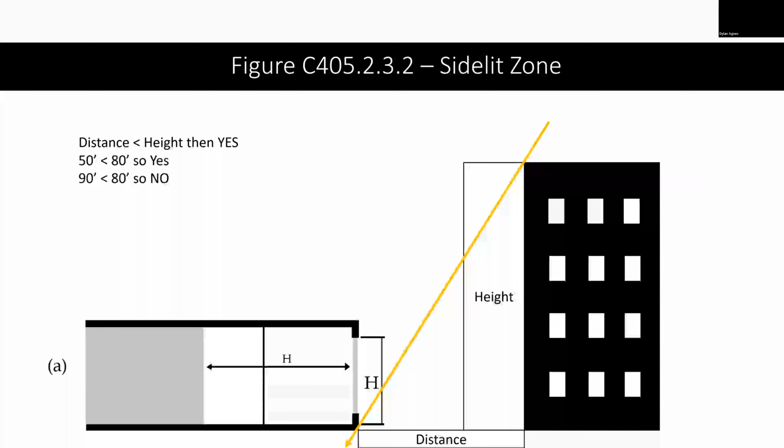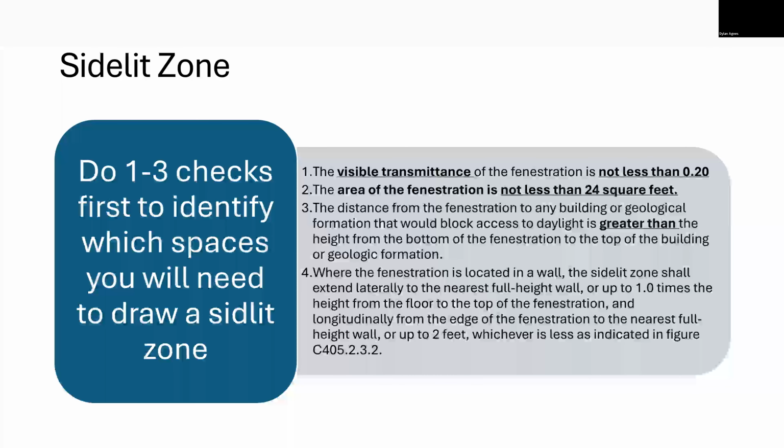Especially the one about, basically, if you violate any of these or you're non-compliant with one of these, then it's not a daylight zone. You don't have to count it. So keep that in mind when we look at a plan and we're just going around looking for windows.